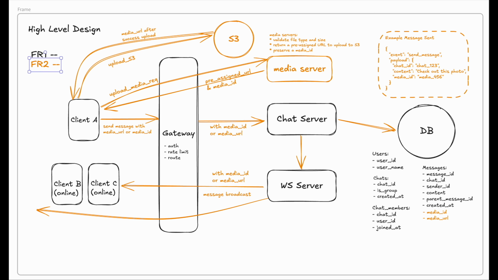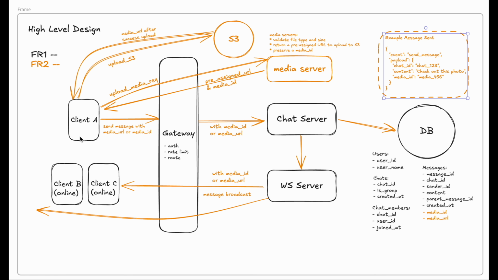Now let's come to the second workflow, for functional requirement number 2, when users can send rich media files like images, videos, or any other files. We build the whole workflow on functional requirement number 1, and then make changes, adding the orange colors for functional requirement number 2. For example, the send message event is the same, but the payload has not only the chat ID and the contents, but also a media ID, which is generated by the server, for example media 456. Let's see how it goes.